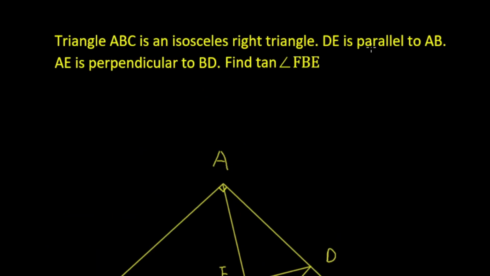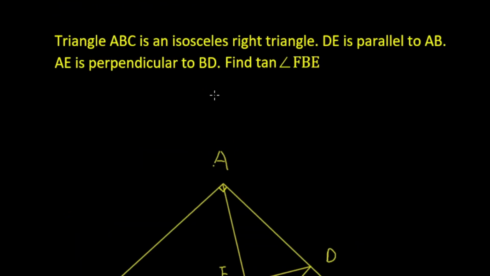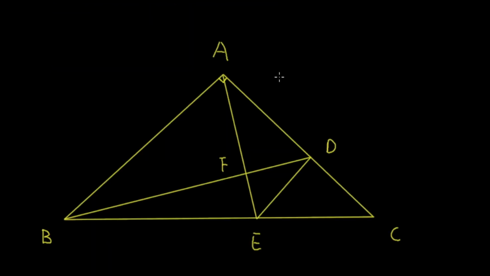DE is parallel to AB. So here, DE, this side, is parallel to AB, this side. AE is perpendicular to BD. What does that mean? That means this angle here is 90 degrees. This angle here is 90 degrees. This angle here is 90 degrees. And this angle here is 90 degrees.